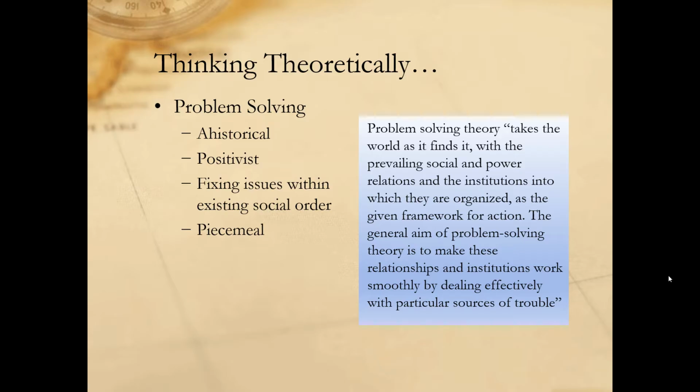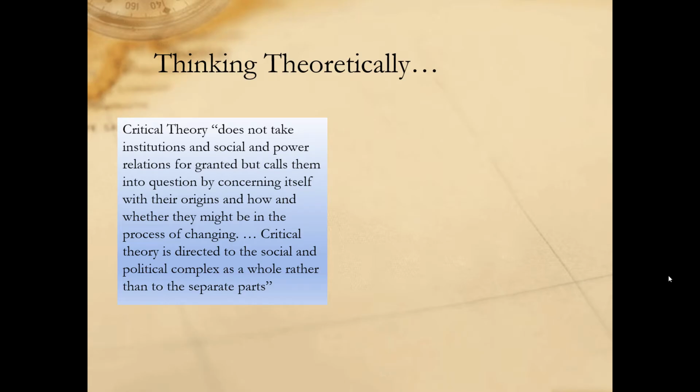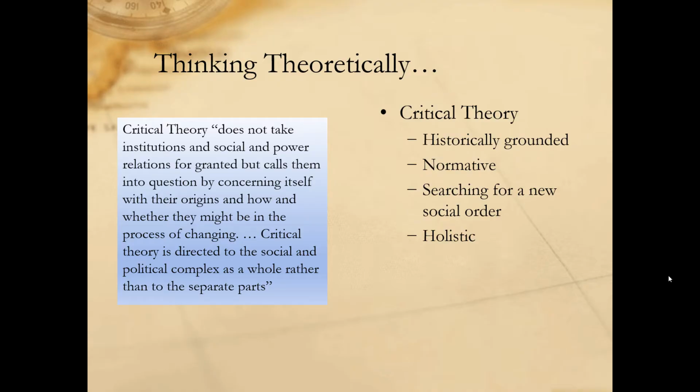Precisely because problem-solving theory operates within the existing social order, it is ahistorical in its focus. It posits that the existing order will continue forever. But this also gives problem-solving theory a focus and consistency. By contrast, Cox argues that critical theory does not take institutions and social power relations for granted, but calls them into question by concerning itself with their origins and how and whether they might be in the process of changing. Critical theory is directed to the social and political complex as a whole rather than to its separate parts. Unlike problem-solving theory, which assumes the existing social order as a historical given, critical theory seeks to problematize the existing order. It raises questions about the social, political, and economic systems that exist.